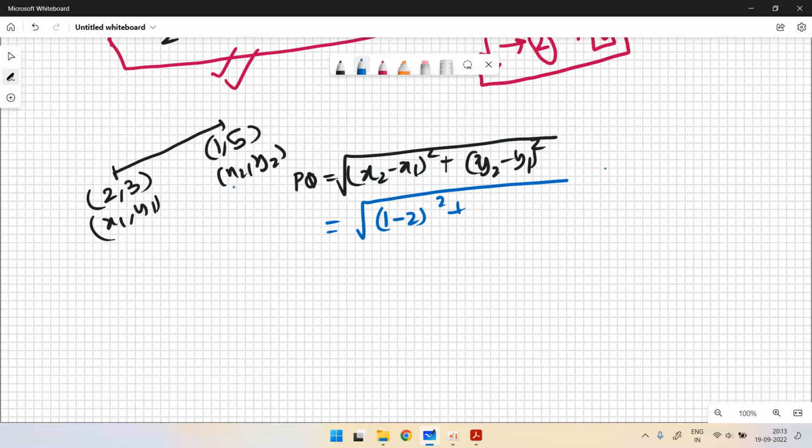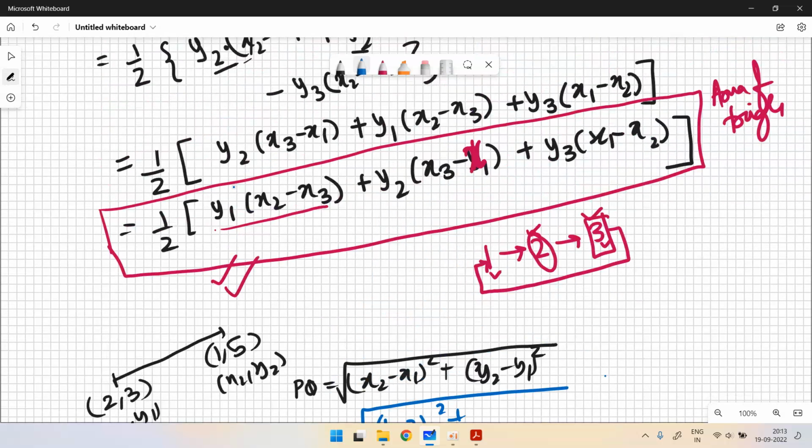One more thing about the previous formula: after this there is a modulus sign, because the area cannot be negative. I have considered only the first quadrant. If the triangle is in the third quadrant, these values come out negative, so take the modulus of the whole thing.